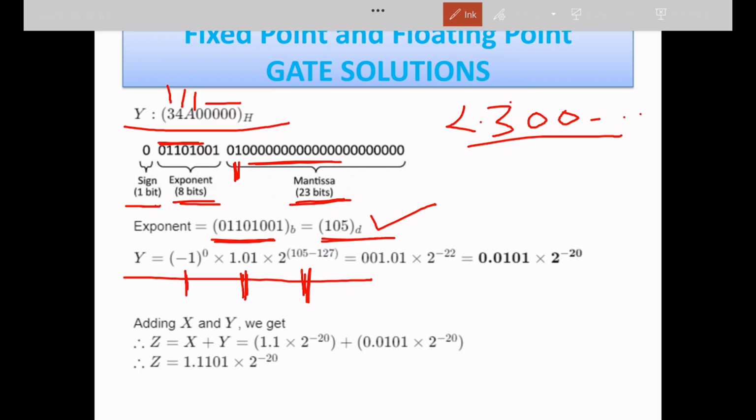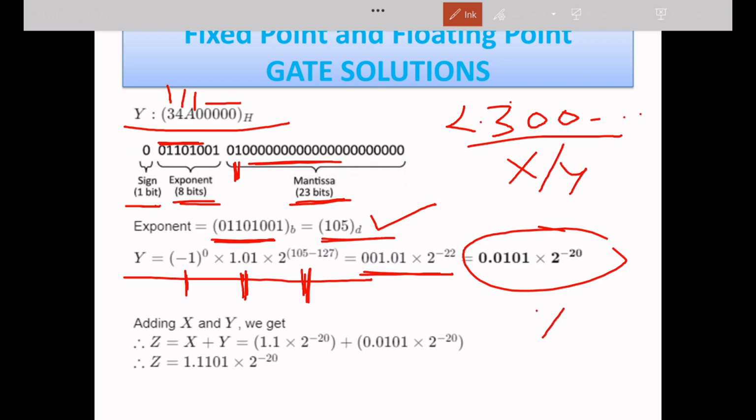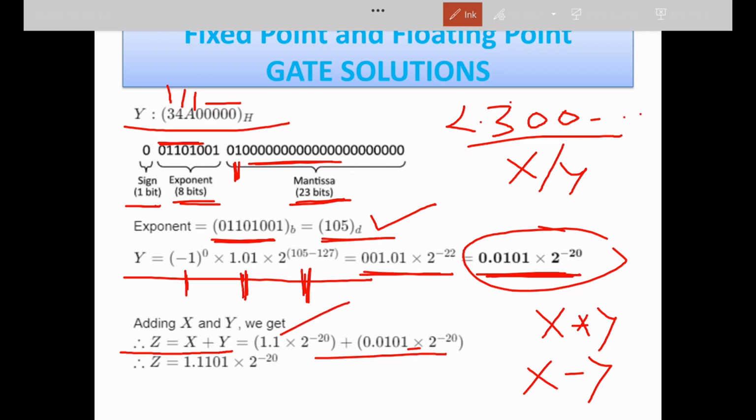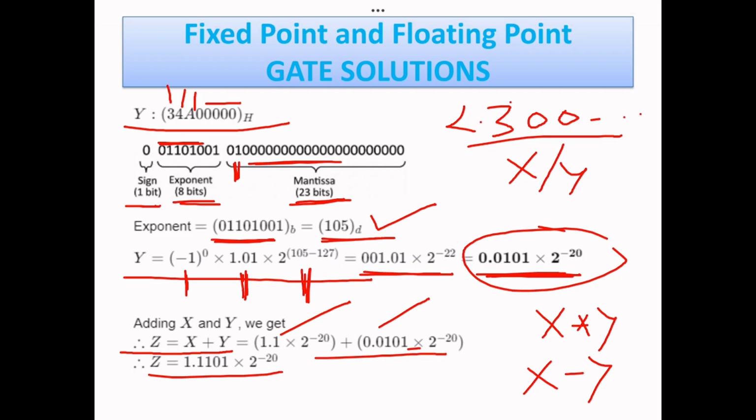After that I will write in the correct method. Overall we may have to add, subtract, or divide. Sometimes they give x upon y, sometimes x into y, sometimes x minus y, in every year's GATE question you can see. So I will write in the same power, so we can easily divide, multiply, or subtract. Now you can see that x plus y is equal to, easily we can add. Now we have to add 1.1 plus 0.0101. So easily we can add. This is the final answer. I think you understand. If you understand, you can solve any question.